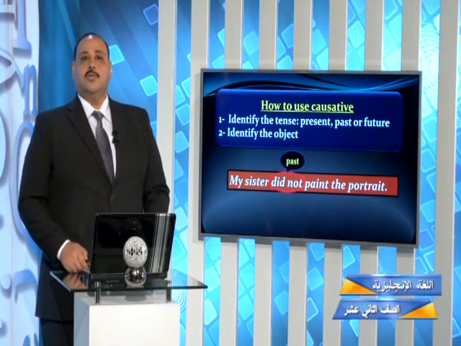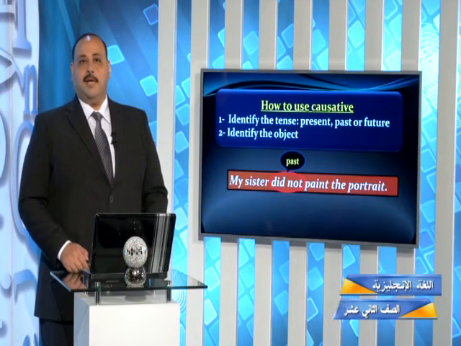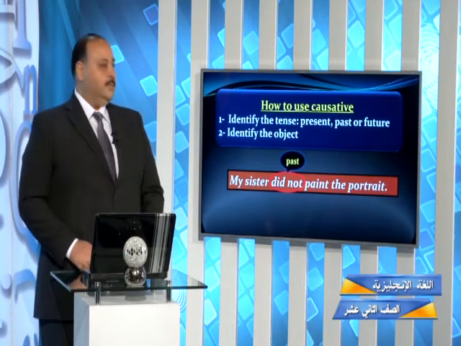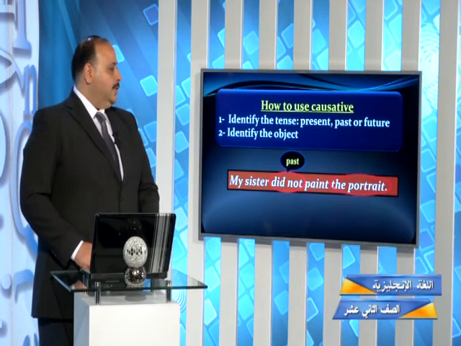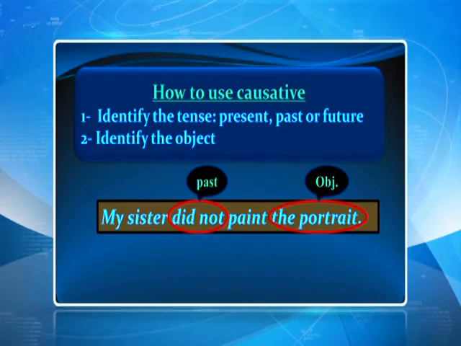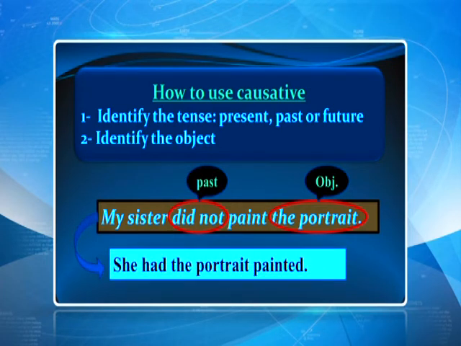Very good. So we have decided the tense. It is past. Let's move to step number 2, related to the object. The object is the portrait. So the portrait, this is the object. Now we shall use causative here. We know that the tense is past, and we know the object, which is my portrait, or the portrait. Let's see. She had the portrait painted.